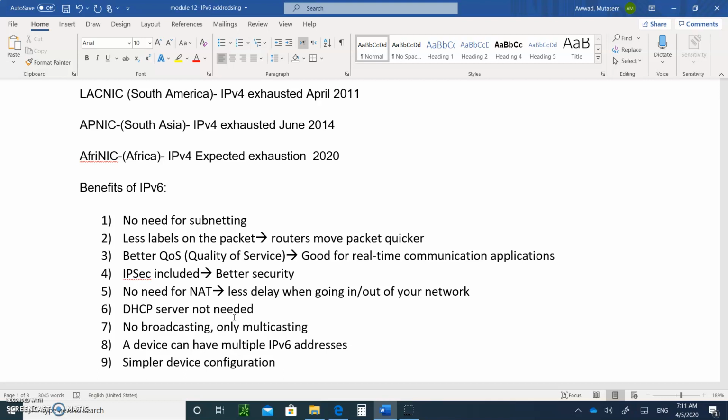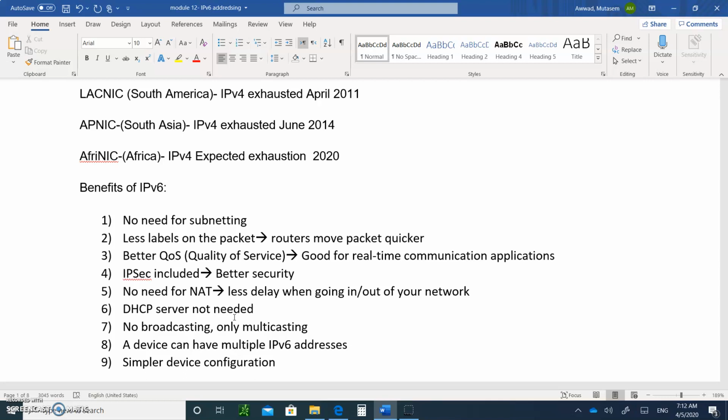Number two, there are fewer labels on the packet. And if there are fewer labels on the packet, routers will be able to move packets much quicker, with better quality of service. We can decide which packet can go first in case there's traffic. So real-time communication, such as voice over IP or streaming videos, is much better controlled with IPv6. And that's because there's no delay. Number four, IP security.